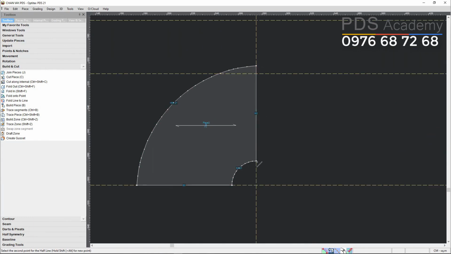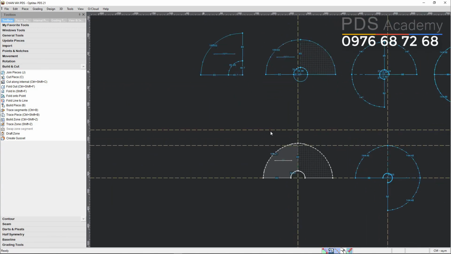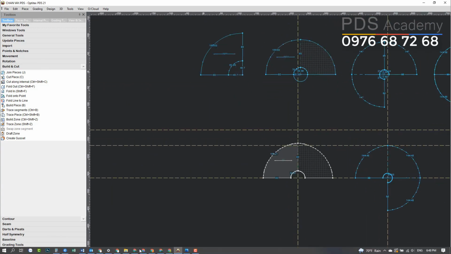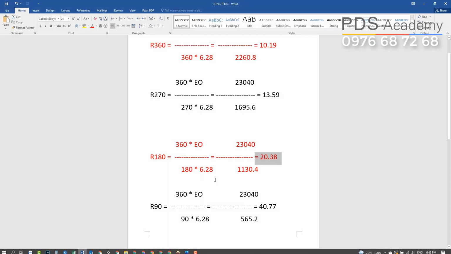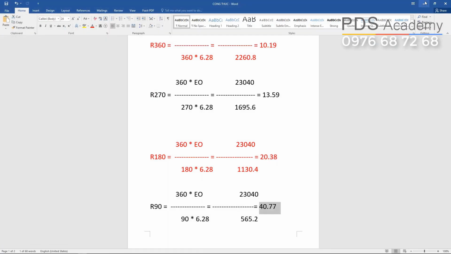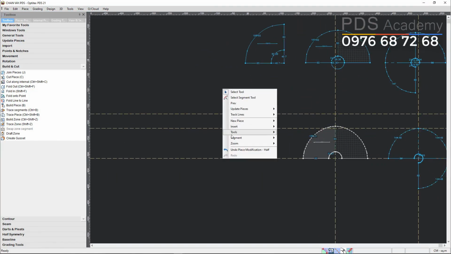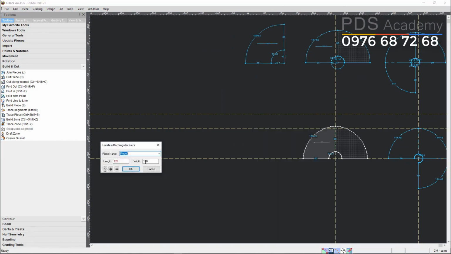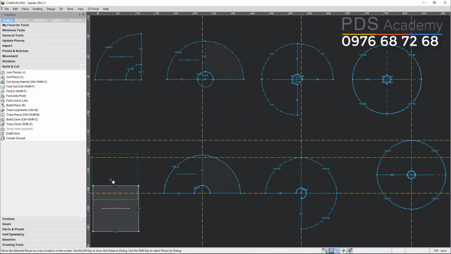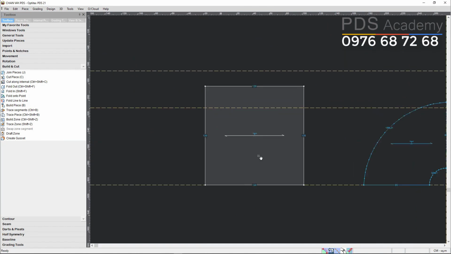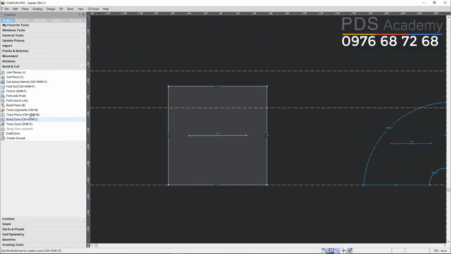When we open it up, it will be a 180-degree skirt. So what about a 90-degree skirt? Here is a 90-degree skirt. I'll check this number next. 40.77. Next, I am going to move forward by working on the 90-degree skirt. I'm sure that if you've watched up to this point, you'll find it really interesting.